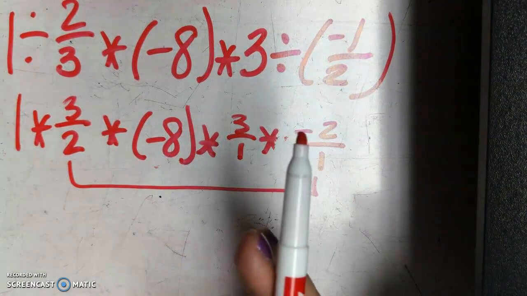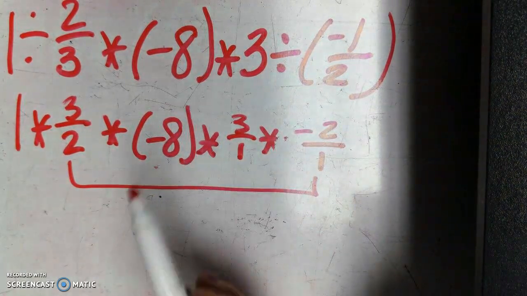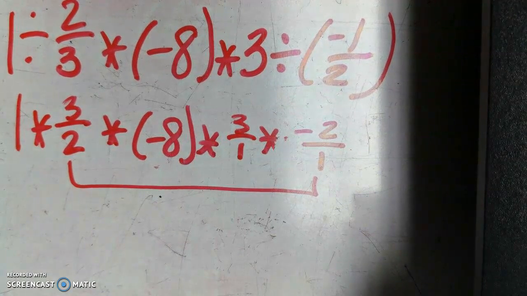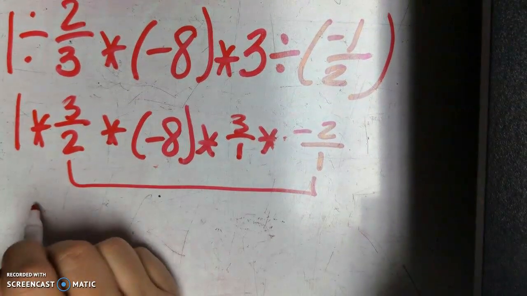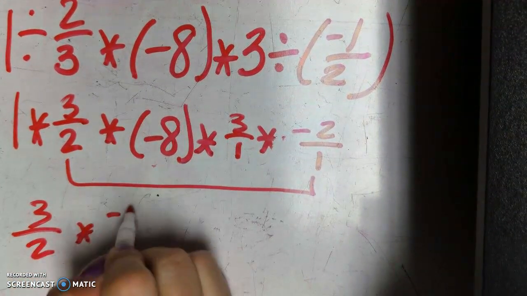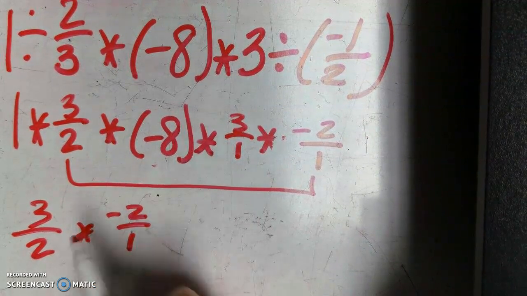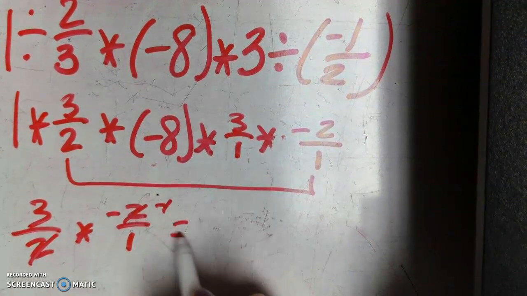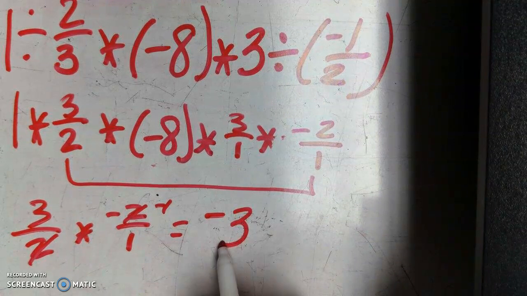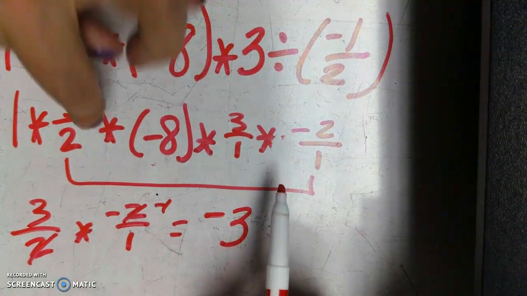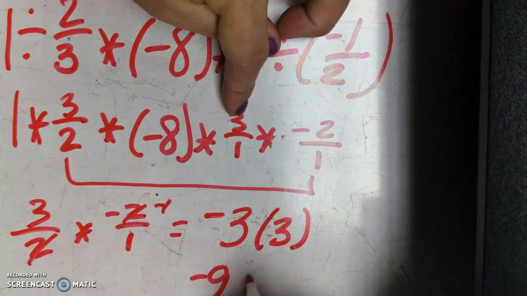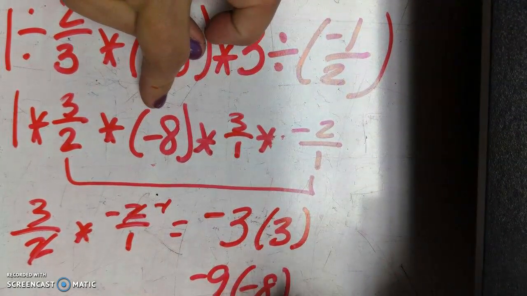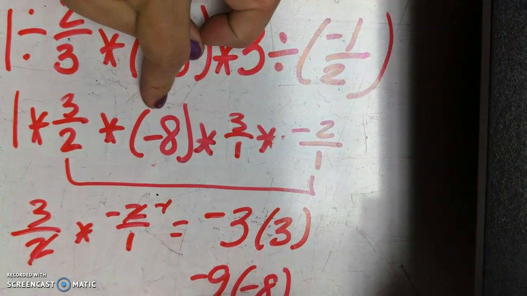You can do it lots of different ways, and that's what we did today, was each person solved their problems, and then we shared how we each did it a little bit different. So it really just depends on how you want to do it. So here, if I multiply these two numbers together first, I am going to get negative 3, and then I can say, well, that times 3 would give me negative 9, and then negative 9 times the negative 8 is going to leave me with positive 72.